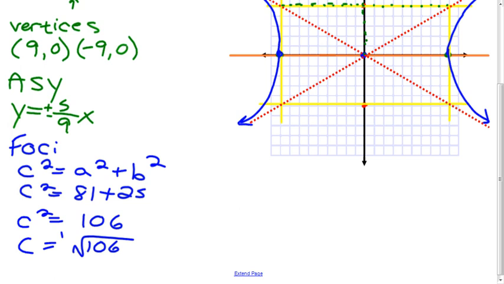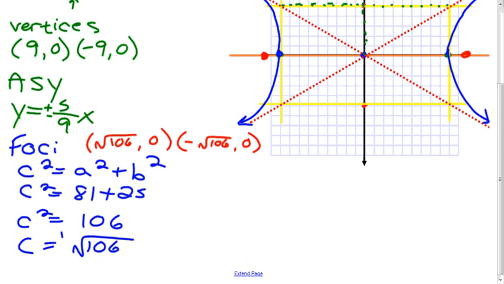So at this point, you're going to grab your calculator, and you get approximately 10.29. So it's just going to be off my graph a smidge. So there's one foci, and there's the other foci. So my coordinate points are the square root of 106 over 0, and negative square root of 106 over 0. Again, those are approximations. So that's how you can figure out all of the different key features based on your equation.